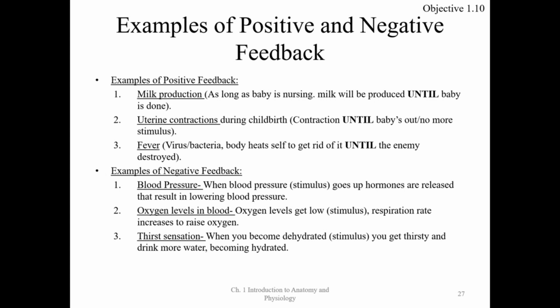Now, negative feedback: blood pressure. Blood pressure goes up. That's the stimulus. The body responds to lower that blood pressure. The body's response lowers it. That would be going in the negative direction, negative feedback, negating. Oxygen levels get low. The body breathes deeper and harder to try to raise oxygen levels. Thirst sensation: when I get dehydrated, I get thirsty, I drink, I get more water, I become hydrated, and I've undone it. So negative feedback always undoes the stimulus. Positive feedback always makes the stimulus worse. It gets worse before it gets better, okay?